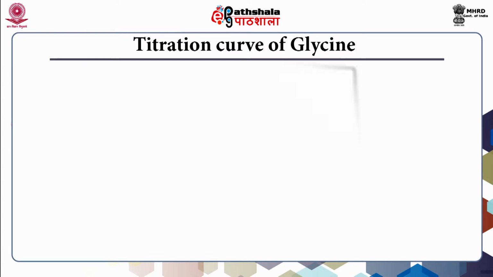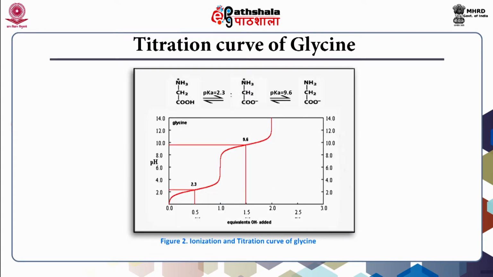The amino acid glycine has no ionizable side groups. It has only 2 ionizable groups, a carboxyl group and an amino group. When titrated with a strong base, for example NaOH, the titration curve so obtained is shown in figure 2.